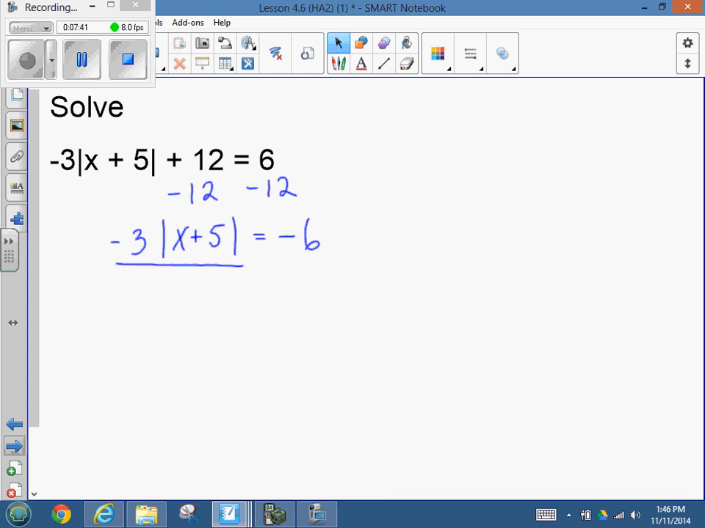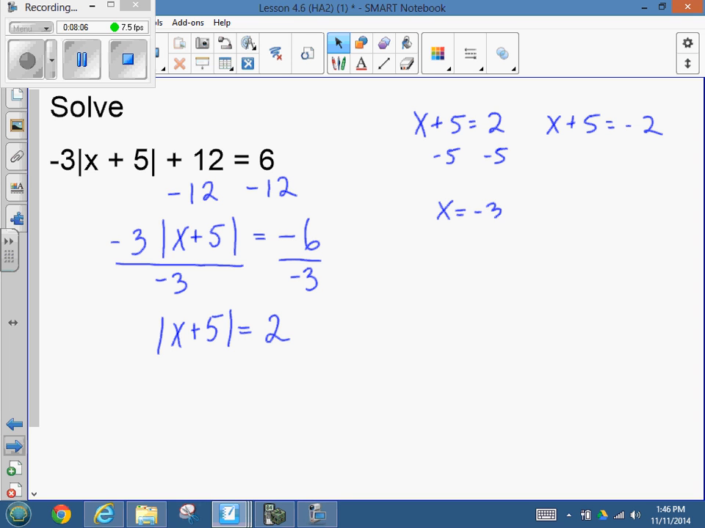We're going to divide by negative 3 on both sides, and the absolute value of x plus 5 equals positive 2. Now you're ready for your two cases. x plus 5 equals 2, and x plus 5 equals negative 2. Subtract 5. x equals negative 3, first solution. Subtract 5. x equals negative 7, second solution.